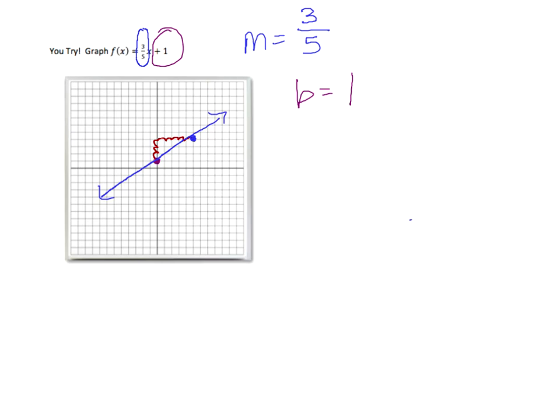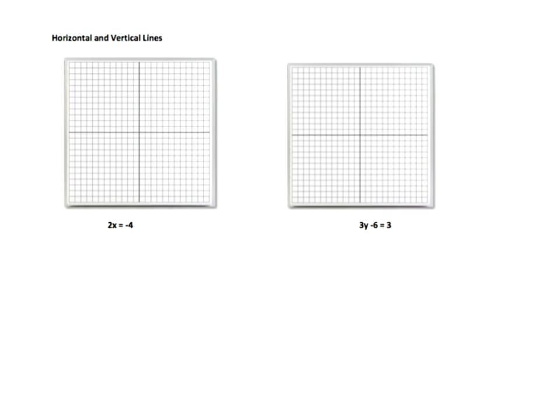All right. How'd y'all do? Dave says yay. Nick says yay. Excellent. Pretty easy. Once you have it in slope-intercept form, plot that y-intercept, count your slope, one more point, and you're done. Okay. We have 2 more slides, by the way. Okay. Horizontal and vertical lines.